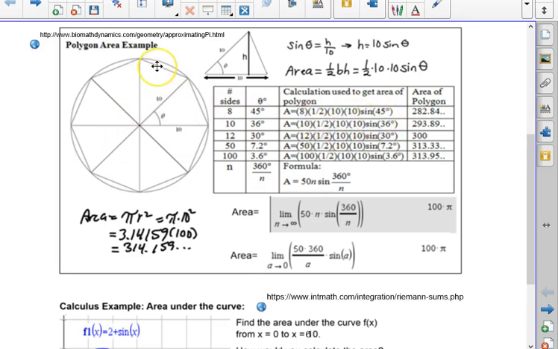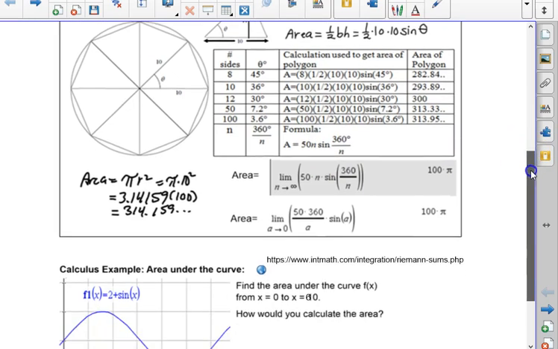Then if I subdivide this into 10 triangles instead of 8, each triangle would have an angle of 36 degrees in it. There would be 10 of them, and I would use this. And I kept doing this using more and more sides, smaller and smaller angles, and we end up with this formula that says we take 50, sorry, 50 is just 10 times 10 times 1/2, times whatever n number of triangles we have, times the sine of 360 divided by n.